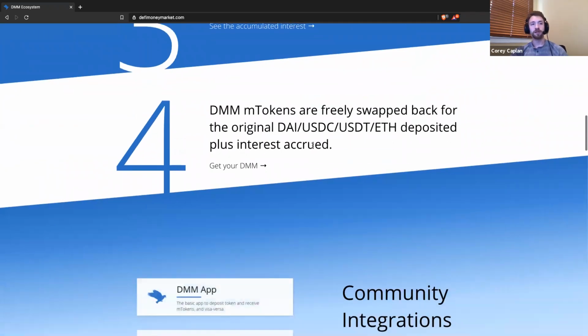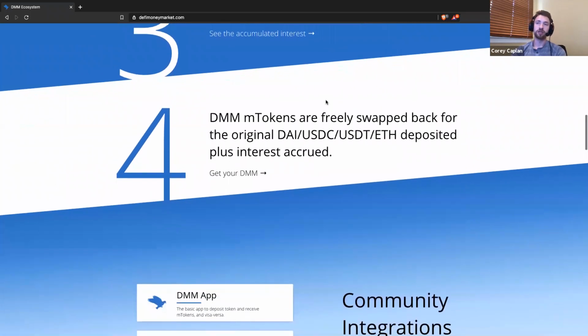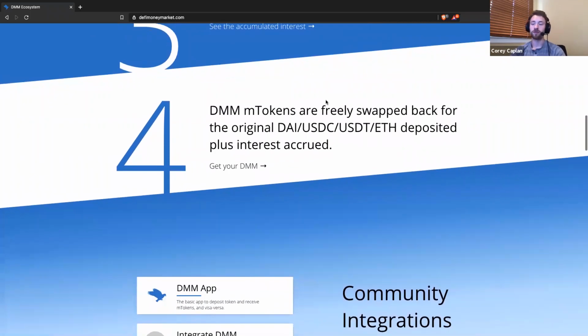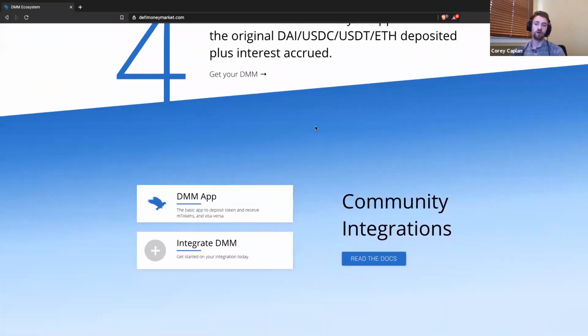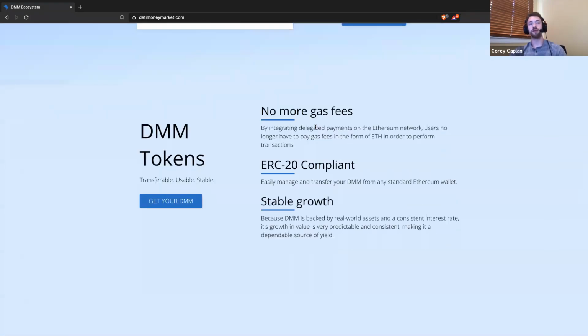So these M tokens really just represent a tokenized balance of whatever you have deposited in the ecosystem from an underlying perspective. It's essentially a derivative of what you deposited. The M tokens themselves are, of course, ERC20 compliant. They do have support for delegation through a relayer, so that a relayer can broadcast transactions on the user's behalf and they don't have to pay gas fees, which is why we have that first tagline there, of no more gas fees.